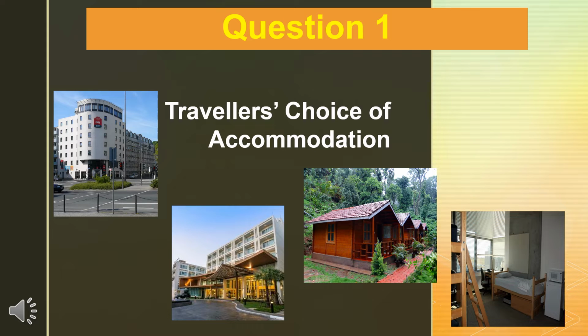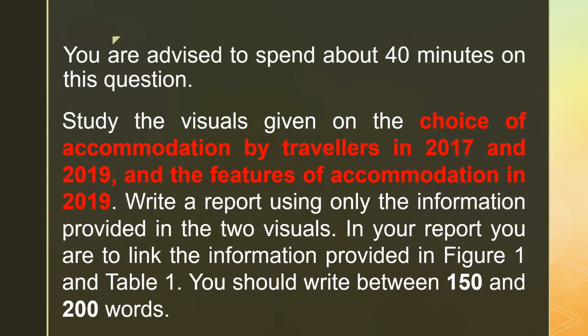Question 1. Traveler's choice of accommodation. Look at the pictures. You have hotel, you have serviced apartment, you have homestays, you also have dormitories. Okay, this is the question. You are advised to spend about 40 minutes on this question.